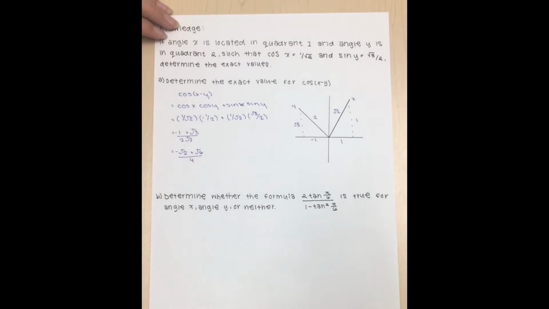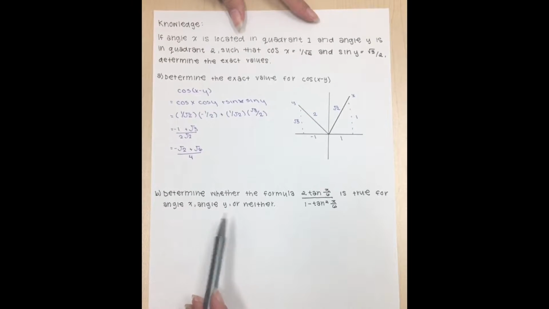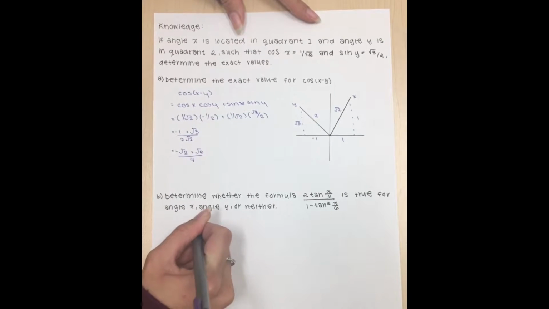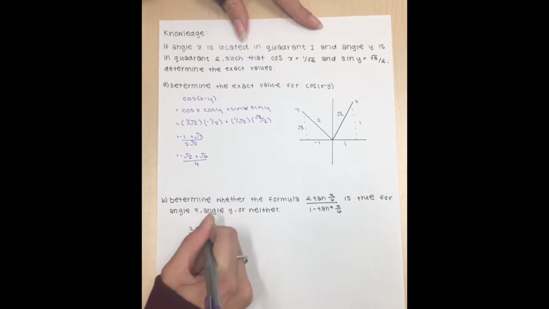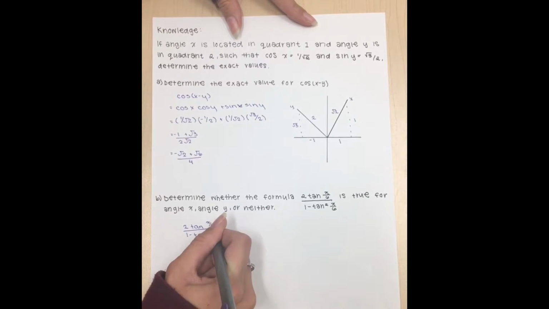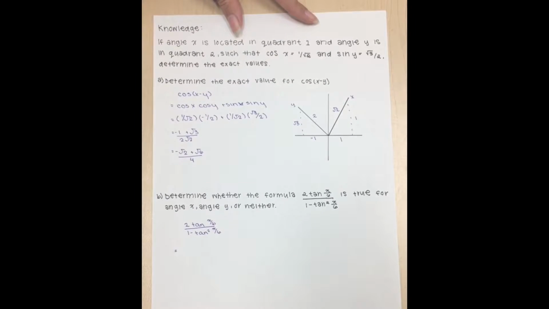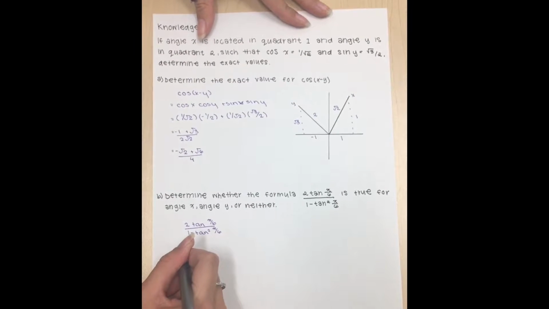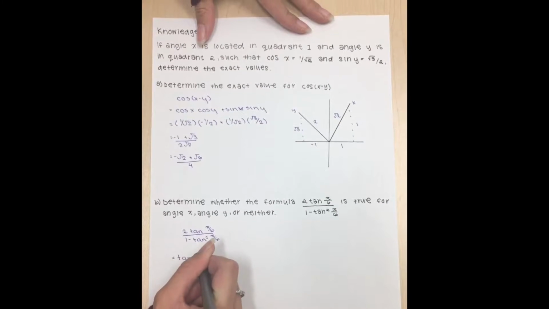Moving on to part B, it asks us to clarify whether the double angle formula given, 2 tan pi over 6 all over 1 minus tan squared pi over 6, is true for either angle x, angle y, or if it is not true for either. The formula given is a part of the double angle formulas, which is why we will use it right now. It is also equivalent to tan 2 pi over 6.